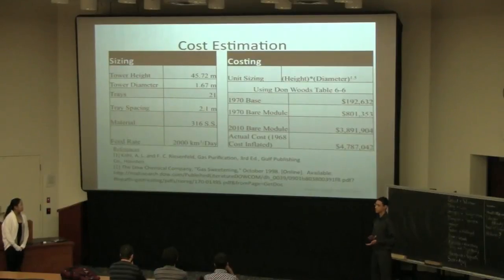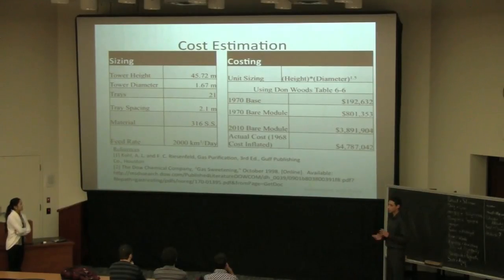It's 316 stainless steel, which is the best approximation we can make for it. Hydrogen sulfide and sulfur will pretty much dissolve any carbon steel that's not coated, so you have to add additional costs for that, and that'll come up later in actual costing. And as was said, we have about 2,000 cubic kilometers per day for our flow. So we used Douglas, Table 6.6 for our best estimation of this one.